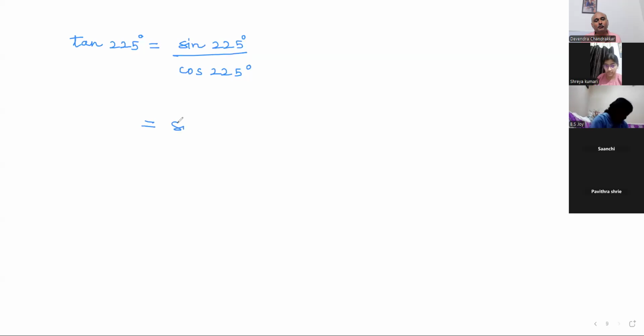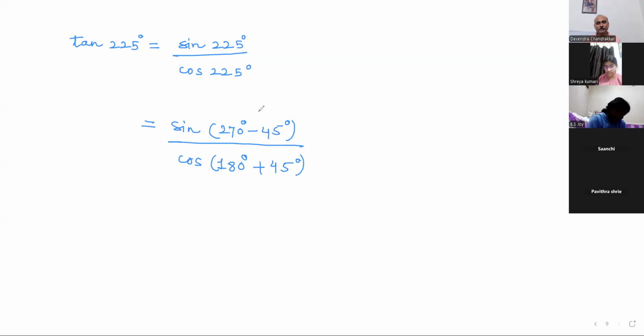Yes, sir. So sine 225, you can write sine 225 as, let's write it as 270 minus 45. So this becomes an odd multiple. And cos we write as an even multiple. So it is 180 plus 45. Yes or no? All of you. Please pay attention.